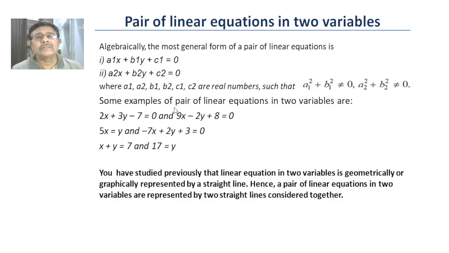Now let us see some examples of the pair of linear equations in two variables. Like 2x + 3y - 7 = 0 and 9x - 2y + 8 = 0. Then 5x = y and -7x + 2y + 3 = 0. Then x + y = 7 and 17 = y. So these are some of the examples of pairs of linear equations.